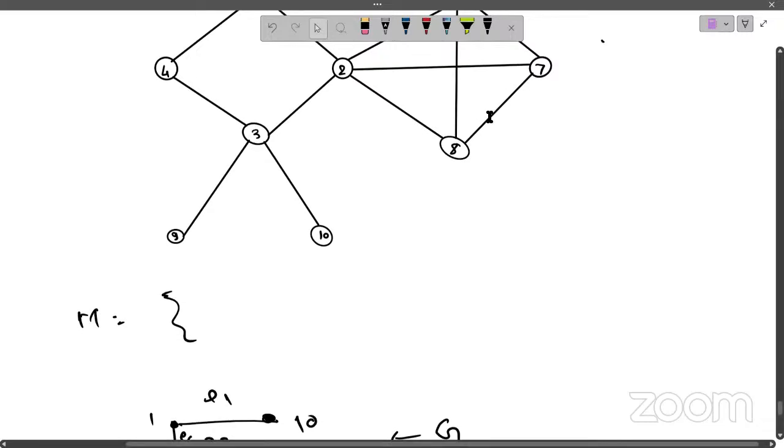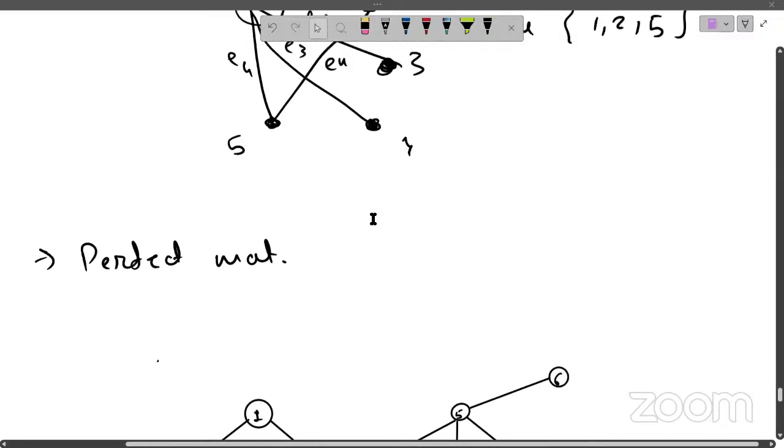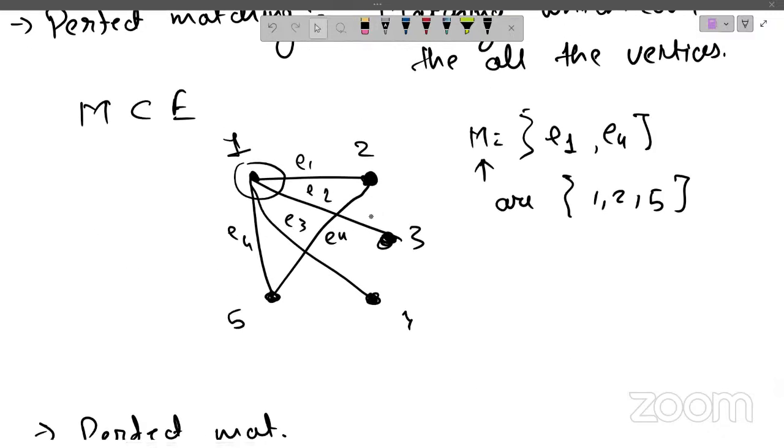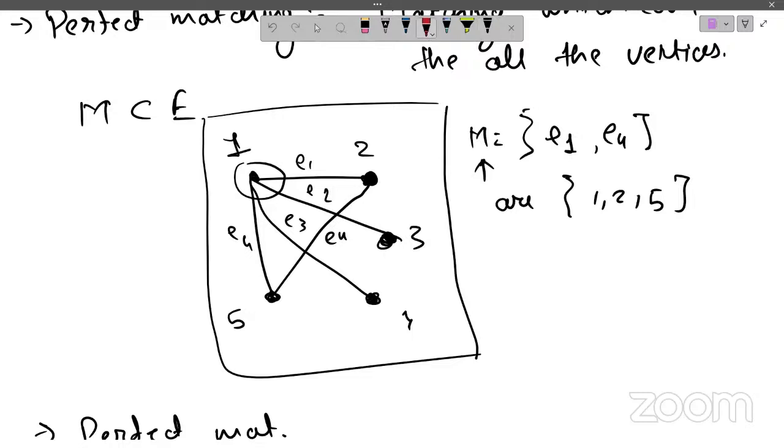Ma'am, can you go to the example that you drew first for matching? Yeah, this graph G does not have any perfect matching. Why, ma'am? Because if I consider 1, it will cover 2, 3, 4, and 5. In a matching, I have to take an edge now, right?